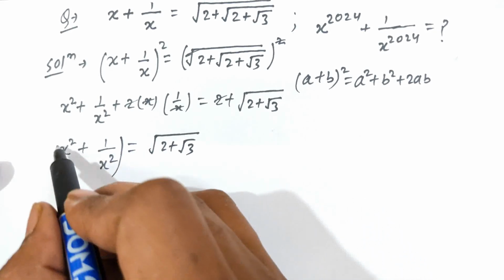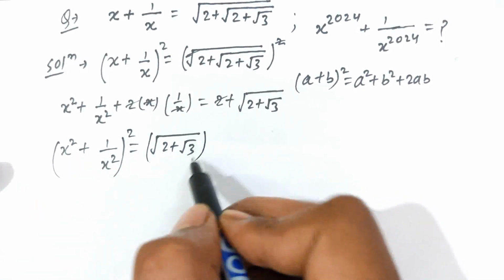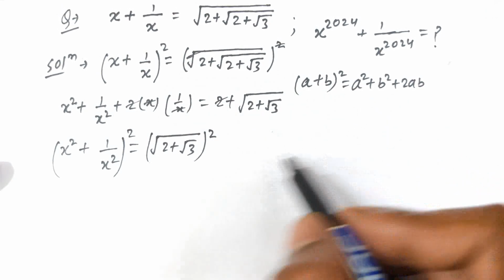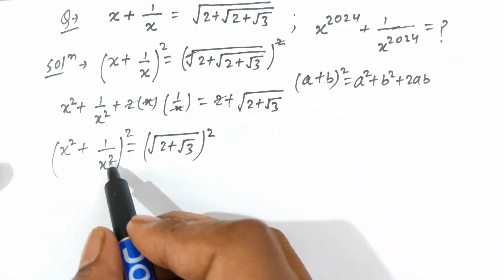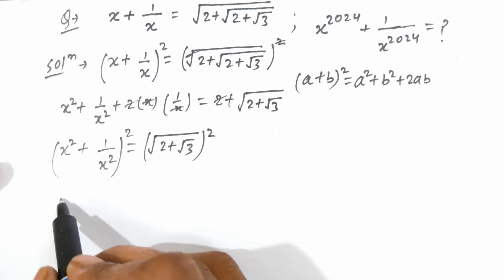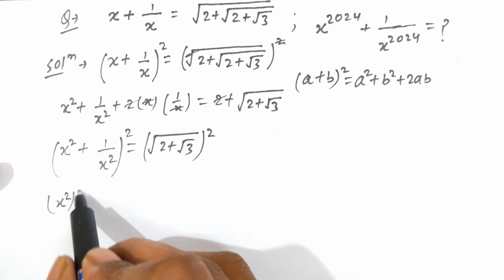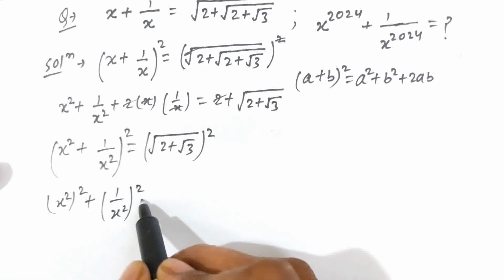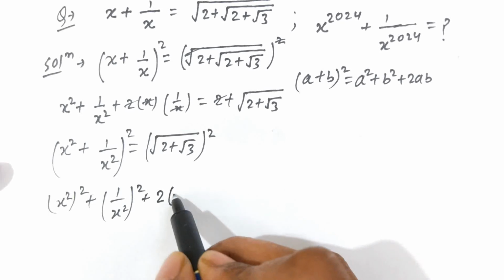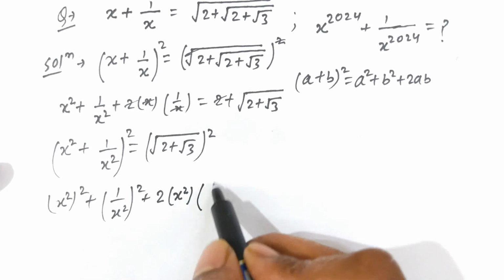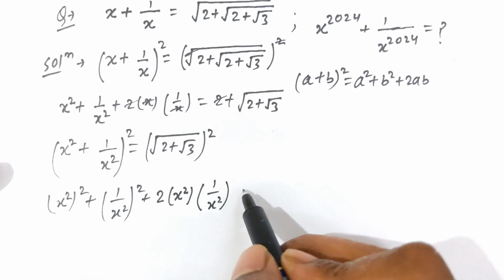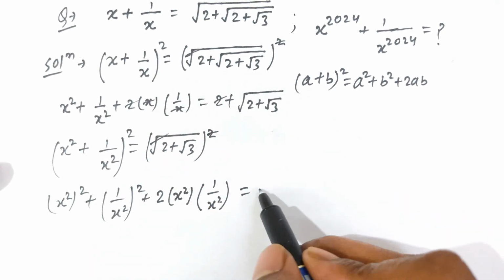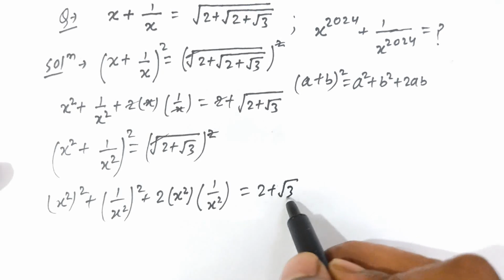Now if we take square again both sides, then in left hand side we will apply again (a plus b) whole square, that is a square plus b square plus 2 times ab, where value of a is x square and value of b is 1 by x square. So here (x square) power 2 plus (1 by x square) power 2 plus 2 times a that is x square and b that is 1 by x square, and this is equal to, this square root is cancelled out by this square, so here 2 plus square root of 3.